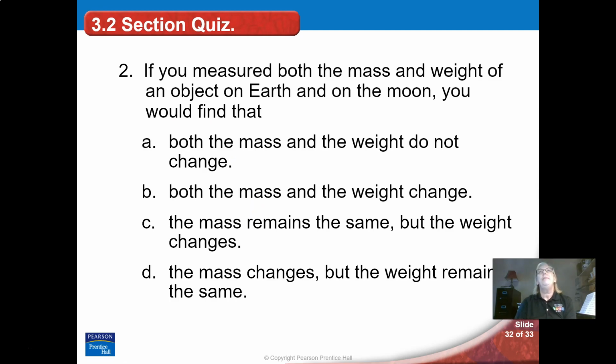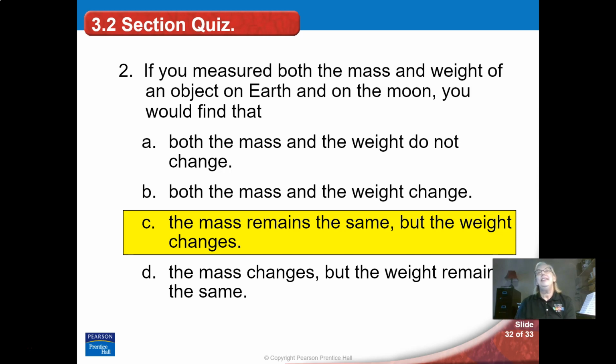So you measure both the mass and weight on Earth and on the moon. What would you find out? So the mass stays the same, the amount of stuff in your body stays the same, but the weight, depending on what the gravity is, will change. So that makes your weight change.